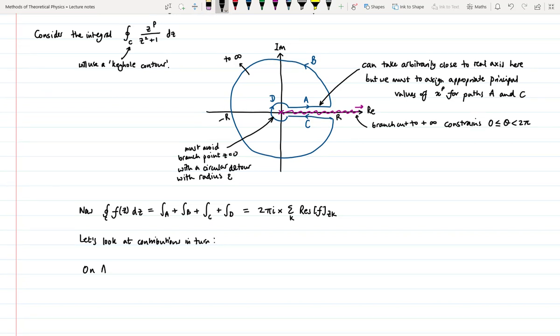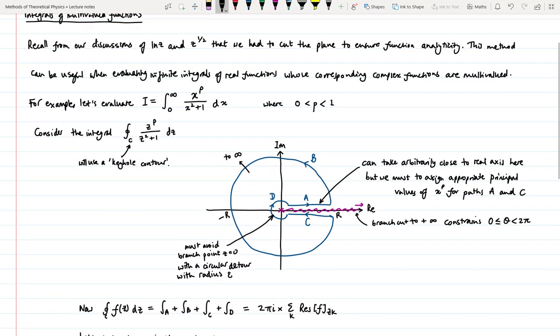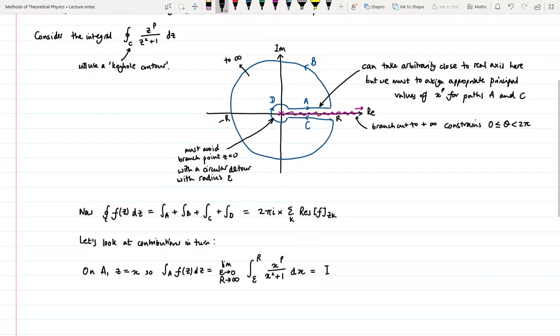First of all, let's look at the contribution on A. Well, here we have that z is the real number x, because we can take A arbitrarily close to the real axis. And this means that the integral of f of z dz is going to be the limit, and we have two limits here. There's epsilon, which is the radius of that inner circle, tending to 0, and r tending to infinity, of the integral from epsilon to r of x to the p over x squared plus 1 dx. And this is going to return our desired integral I from above. You'll see here epsilon is the lower limit, r is the upper limit, and we return our desired real integral.